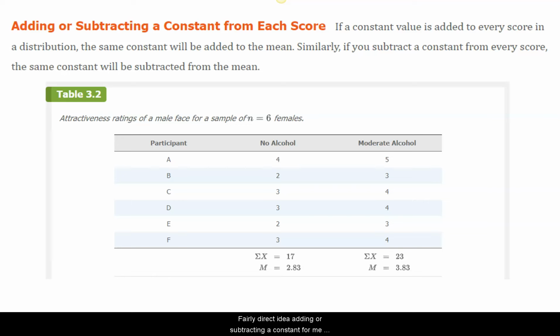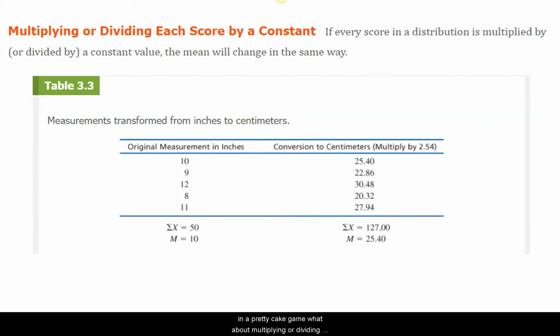So a fairly direct idea. Adding or subtracting a constant from each score will add or subtract that very constant to the mean. Pretty cakey. What about multiplying or dividing? Exact same thing. We'll have a caveat on this as it relates to the standard deviation, but with means it can't be simpler. It's a wonderful thing. If every score in a distribution is multiplied or divided by a constant value, the mean will change in the same way.